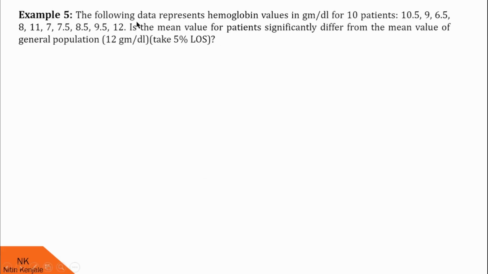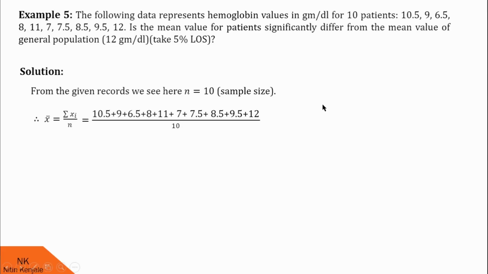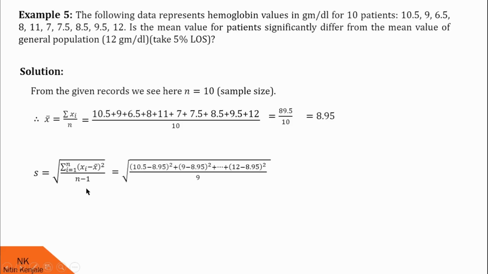Here given that the following data represents hemoglobin values in gram per dl for 10 patients. Does the mean value of the patients significantly differ from the mean value of the general population, which is 12 gram per dl? Take 5% LOS. Let us proceed for solution. Once again, we are not given the mean and standard deviation of the sample, so we have to calculate them. Here sample size is 10, so n is equal to 10 again. You can calculate mean of the sample using this formula. I found it is equal to 8.95, and standard deviation by this formula I found it is equal to 1.8020.